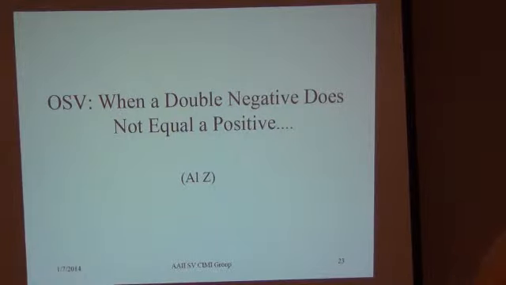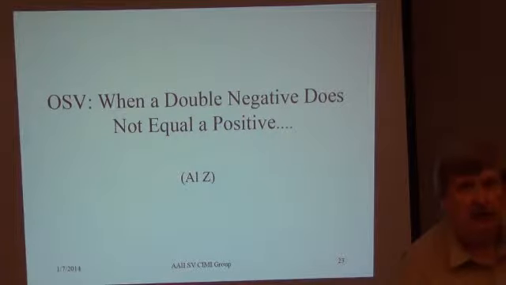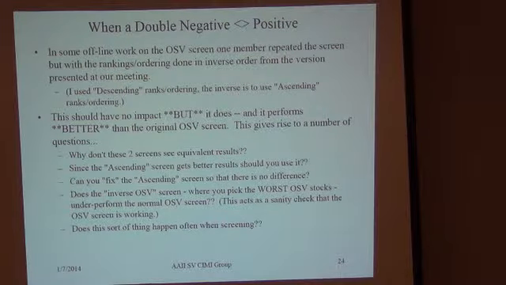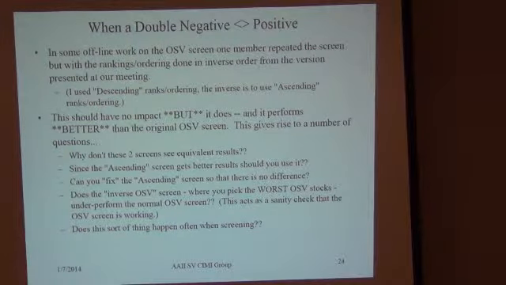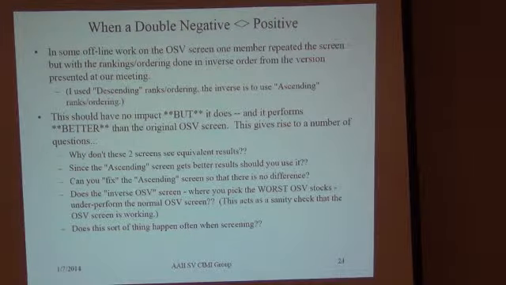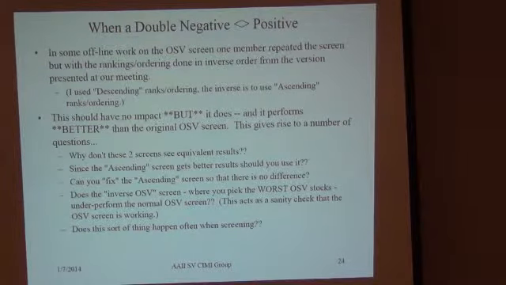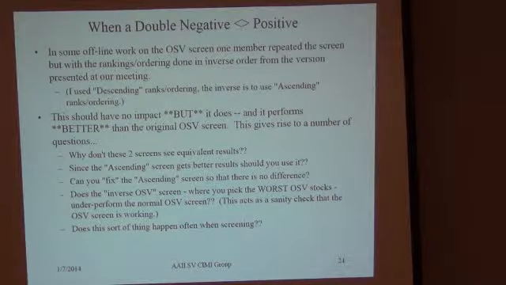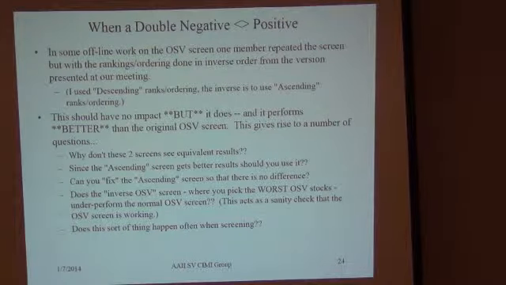So, OSV is the other side of value screen. During November, we ran into an interesting problem. One of our members worked offline and repeated the screen, but inverted the way things were sorted and ranked. It's the equivalent of a double negative should equal a positive. And it didn't.